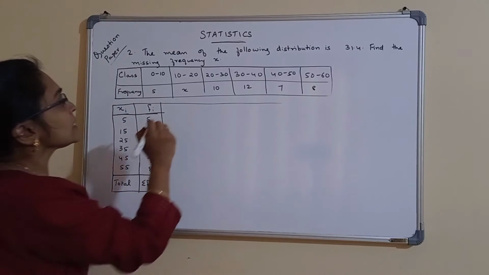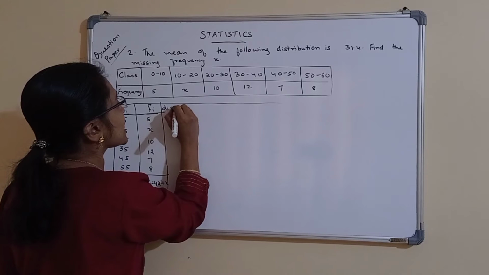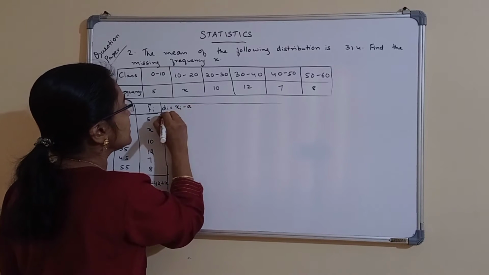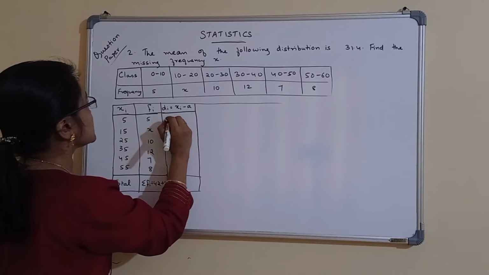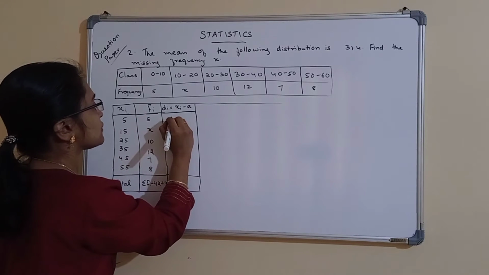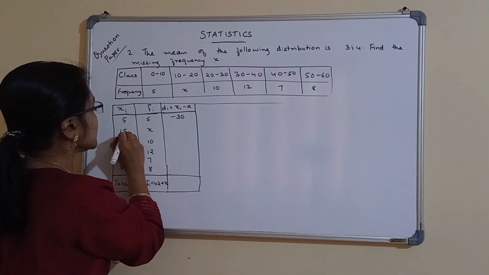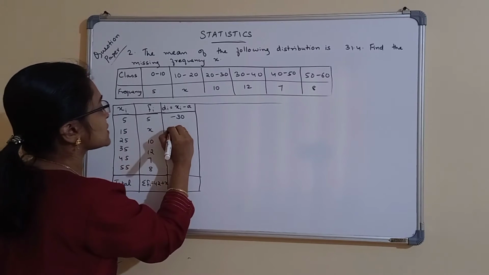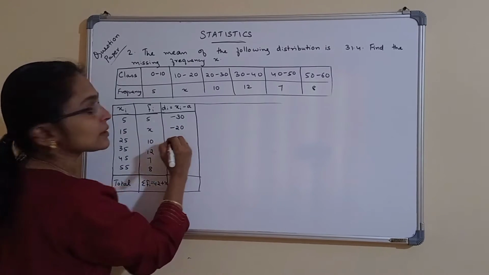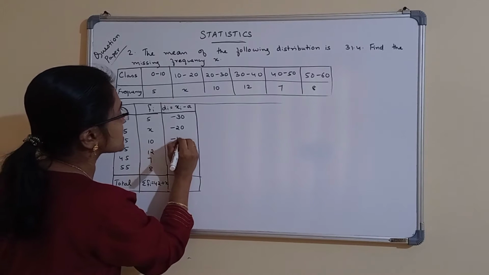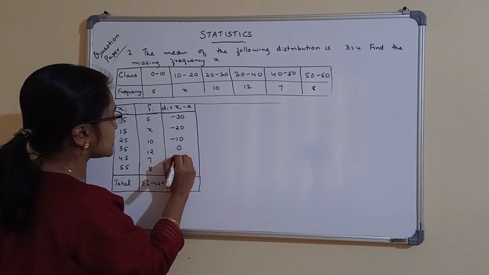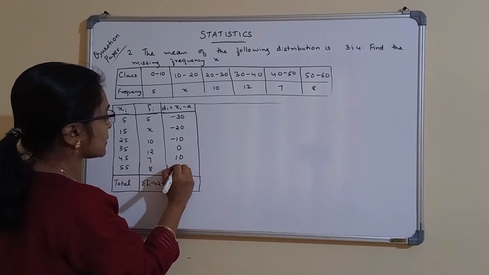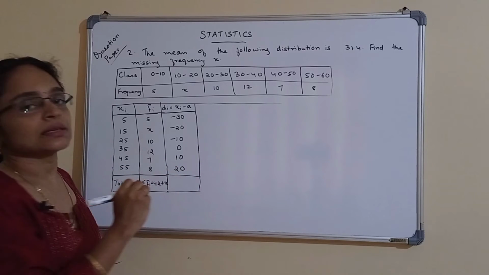Right? Now di is equal to xi minus a. Right? And we can take a as 35. So xi minus a will be 5 minus 35, which is minus 30. Then 15 minus 35 is minus 20. Then 25 minus 35 is minus 10. 35 minus 35 is 0. 45 minus 35 is 10. 55 minus 35 is 20.